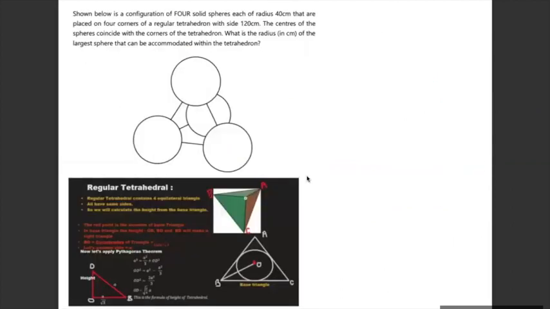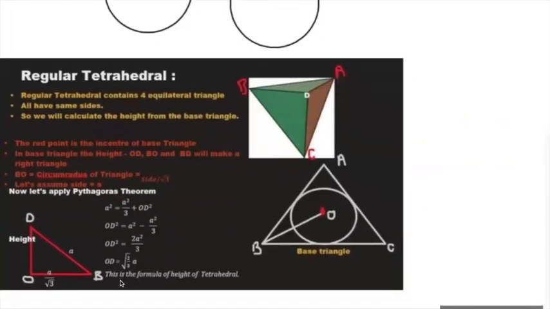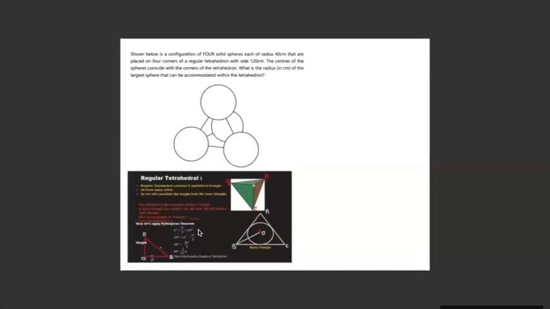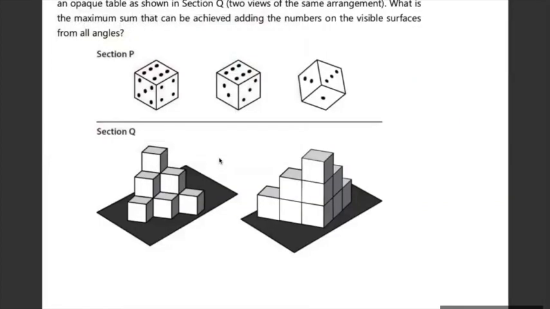If you want to see, I have borrowed this from one of the references on the internet, and this is how they have solved and found the value of the height of the tetrahedron. But for the safer side, you can remember it as: the height of the tetrahedron is the square root of 2/3 times the side. We'll move to the next question now.